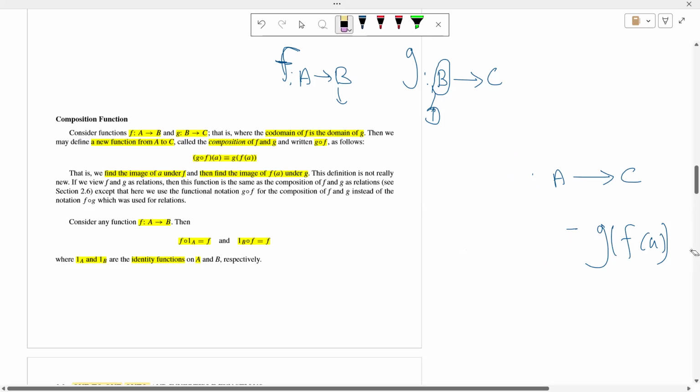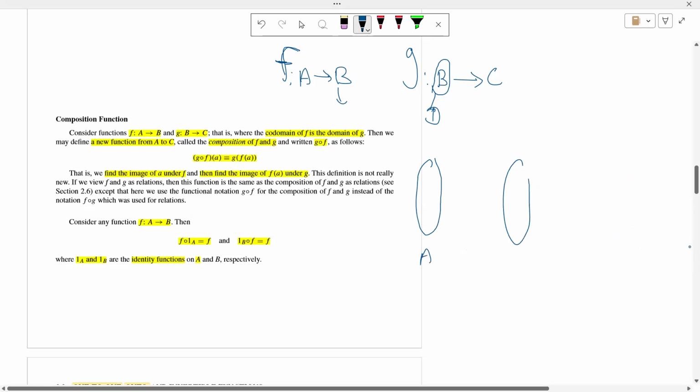So what are they telling here? Just imagine you have a set A and another set B. A has elements a, b, c. Let's say this is a function f. Here, what will happen? f of a, f of b, f of c. So this is f of a, this is f of b, this is f of c. Another function. Now, in this function f, B is the codomain.